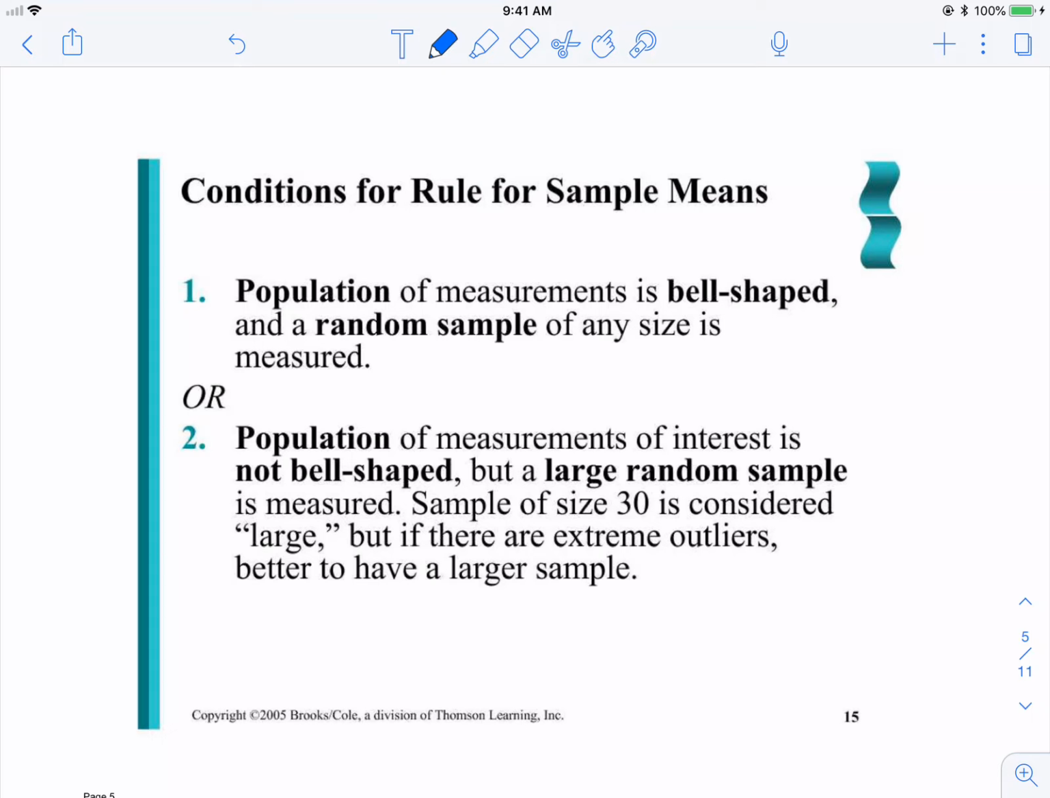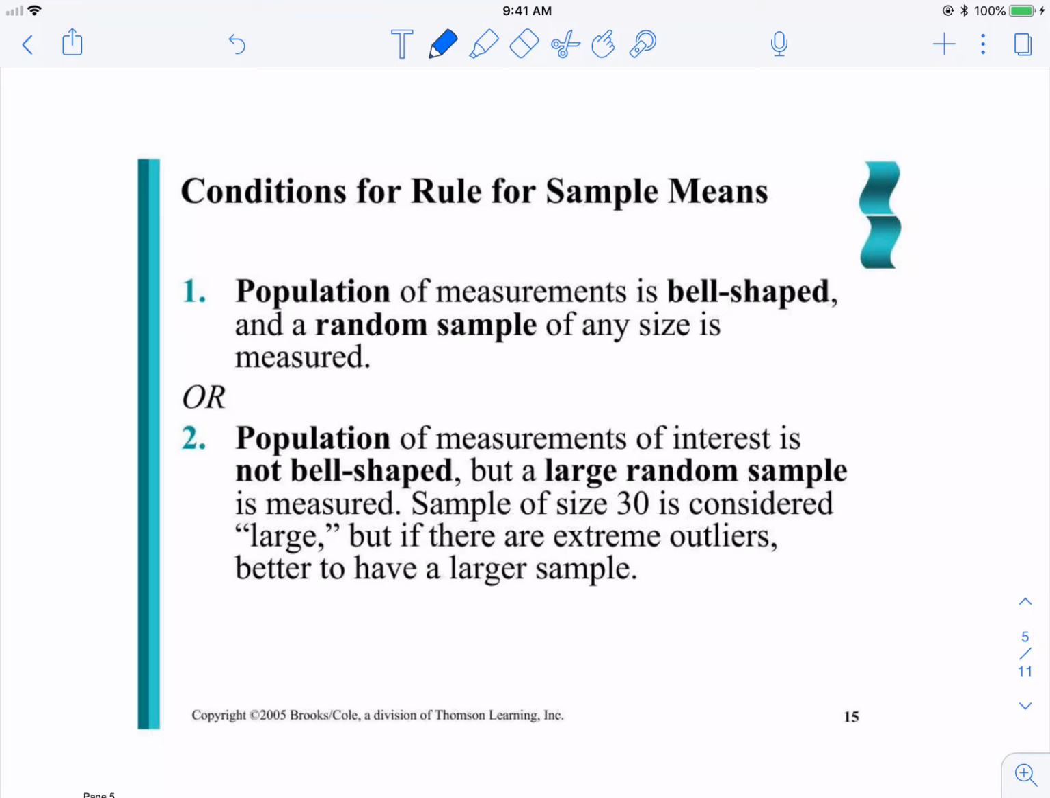Now, we do have some rules that need to be satisfied in order to use the equations that we're going to look at in just a second. These conditions, again, are given in the document at the top of this page. And we want to confirm before using these equations that these conditions are met. So we need to have a population of measurements that is bell-shaped, meaning it's normal, and a random sample of any size is measured. That's what we have with this weight loss example that we're going through.